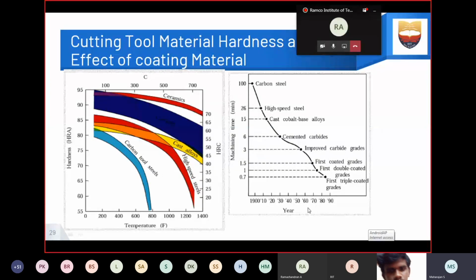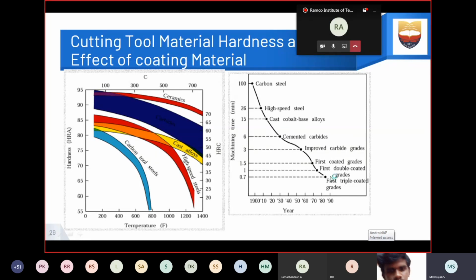This is the next one: as the years pass, how the material has evolved. For machining time, the carbon steel, in 1900, the machining time was 100 minutes for carbon steel. Then as the years pass, we go for high speed steel, cobalt base alloy, cemented carbide, improved carbide grades, first coated, double coated grades, first triple coated material. Like that, the material has evolved and emerged.